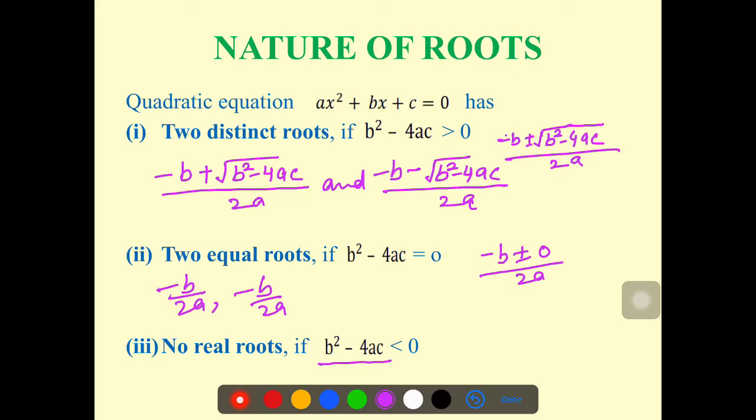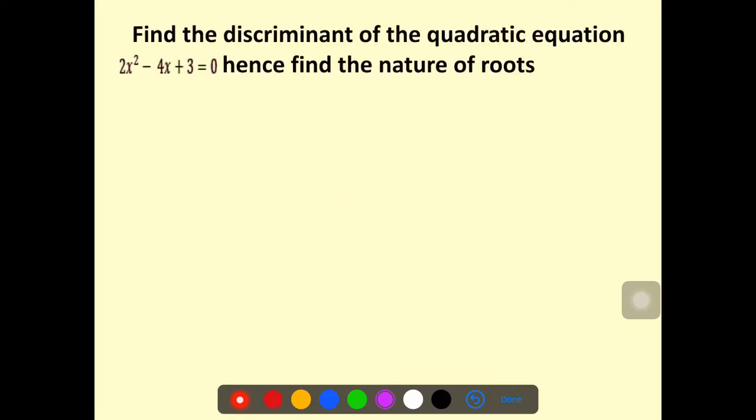That is the nature of roots, that this b square minus 4ac determines the nature of the roots. Nature of roots depends upon the discriminant, and the discriminant is b square minus 4ac. If b square minus 4ac is greater than 0, two distinct roots. If b square minus 4ac equal to 0, two equal roots. If b square minus 4ac less than 0, no real roots.